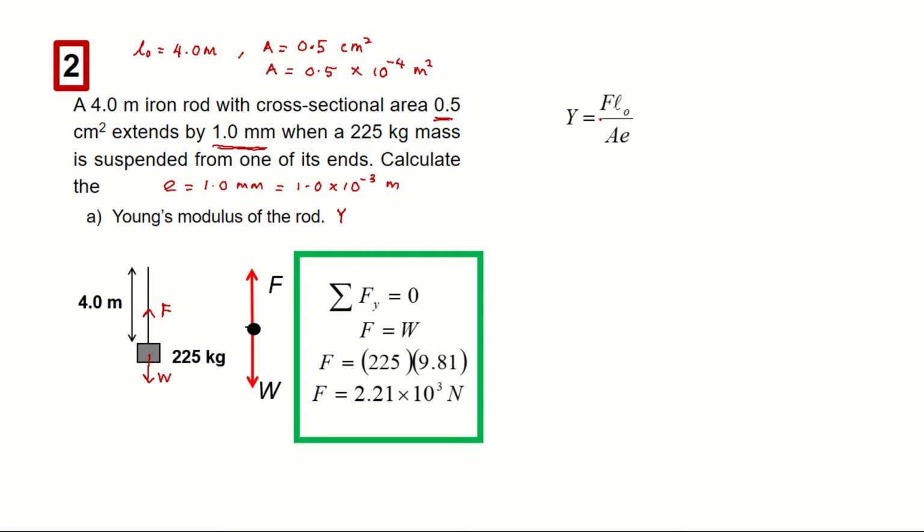So you can substitute the value. F here is 2.21 times 10 to the power of 3 Newton, L naught is 4 meter, A here is 0.5 times 10 to the power of negative 4 meter squared, and E here is 1 times 10 to the power of negative 3 meter. So we substitute the value and use the calculator. You can determine Y, so you get Y equals 1.77 times 10 to the power of 11 Newton per meter squared.